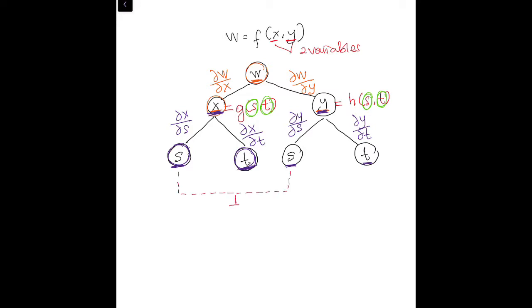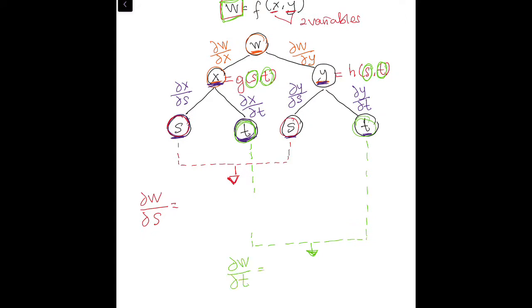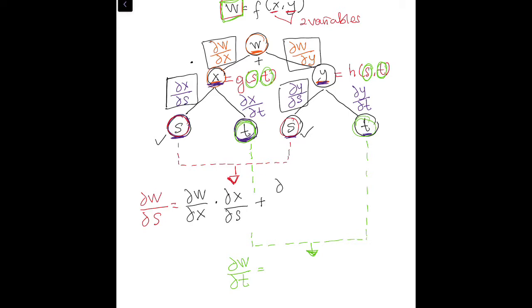So we have one with s and the other one with t. We have to find partial derivative w with respect to s and partial derivative w with respect to t. So to write the formula for partial derivative w with respect to s, just look at s for both sides. So multiply that one and then plus the other one, and we will get this formula.